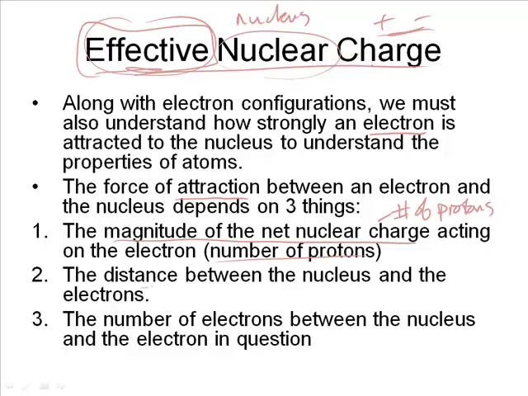Another thing is the distance between the nucleus and the electrons. The electrons that are closer to the nucleus are much more strongly attracted to the nucleus than the electrons that are farther away from the nucleus. So the farther away you get, the less attracted they are to the nucleus.